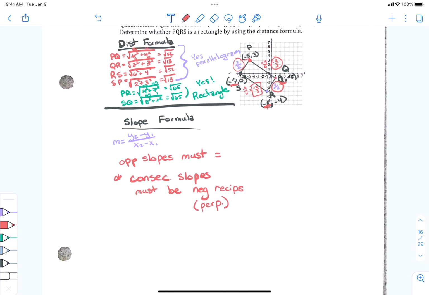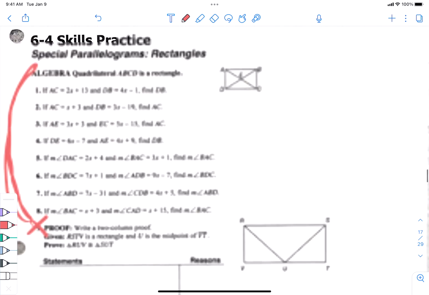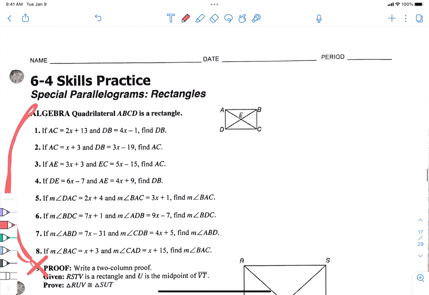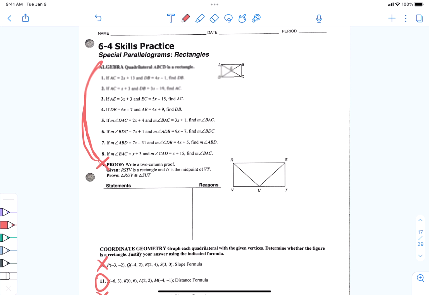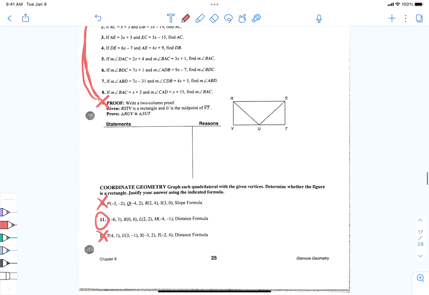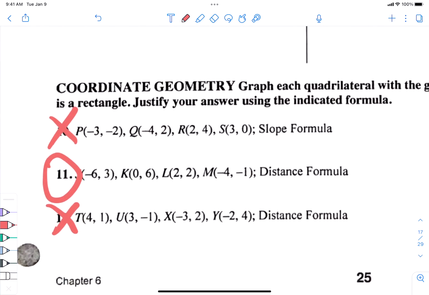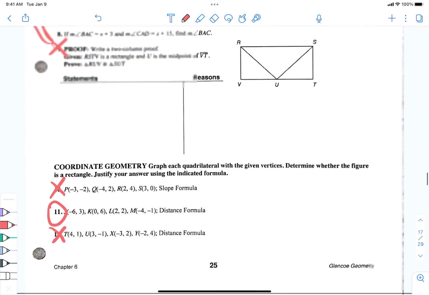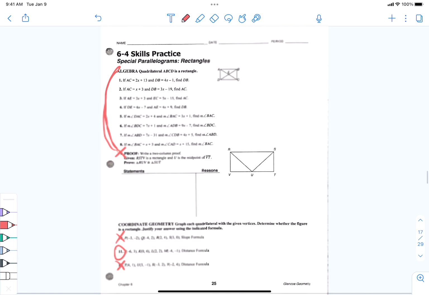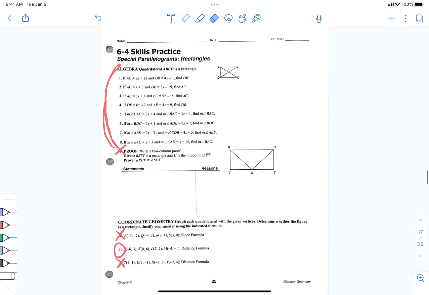So on your homework assignment, I'm only going to make you do one of each of those, okay? So 6-4 on skills practice. Do you guys have this paper yet? Yeah, 6 skills. So you can cross off the proof and you can cross off 10 and 12. So you only have to do 11, which is a distance formula one. On skills practice, 1 through 8 and then 11 are the only ones you have to do. You can cross off the rest of them. Okay? 1 through 8 and 11.